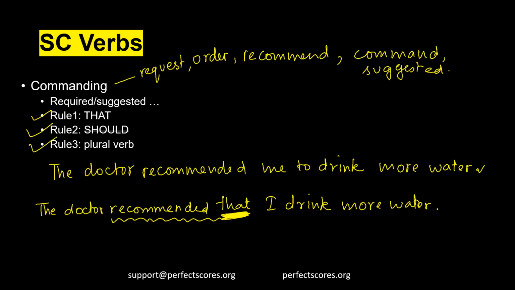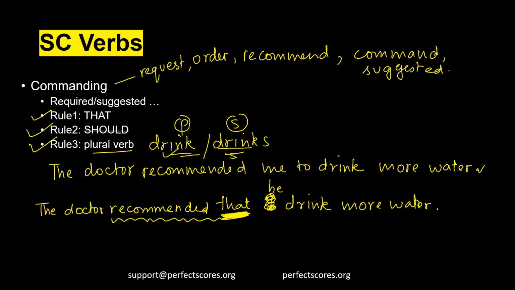And rule number three, you have to use a plural verb. For example, if given a choice between drink and drinks, drinks is clearly the singular verb. Drink is the one that's used for plural nouns. So that's the plural verb. But in all cases, for this kind of a statement, you have to use the word drink. Even if I use another pronoun like he, you will still say he drink more water. The doctor recommended that he drink more water. It may sound a little confusing right now. It may not sound correct, but this is the correct form. So you can get either of these sentences. The doctor recommended him to drink more water versus the doctor recommended that he drink more water. Both are correct, but in the tough questions, you're more likely to get this one.